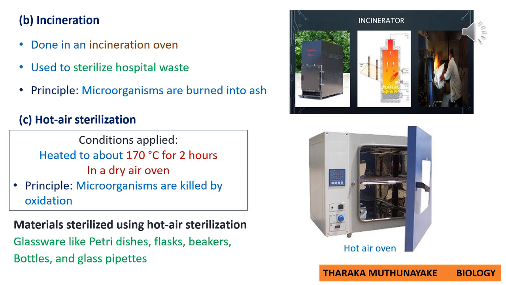Okay, then which kind of materials can be sterilized using hot air sterilization? Glassware like petri dishes, flasks, beakers, bottles, and glass pipettes can be easily sterilized using hot air sterilization within a dry air oven. Here also, before placing these glassware into the dry air oven, some basic steps should be followed. They are also given in your practical handbook. We will go through them simply.